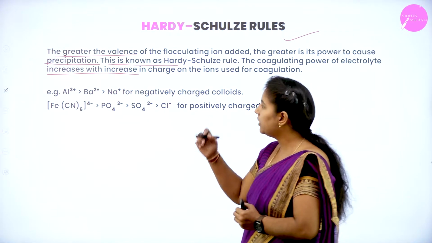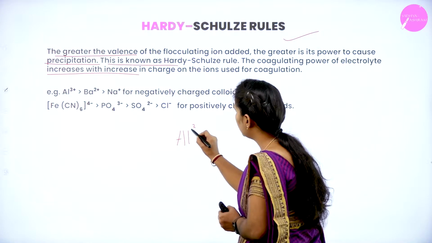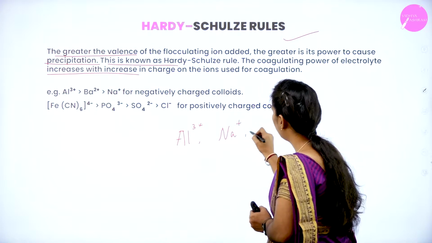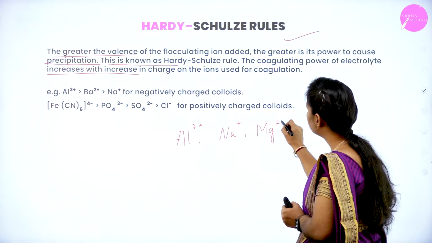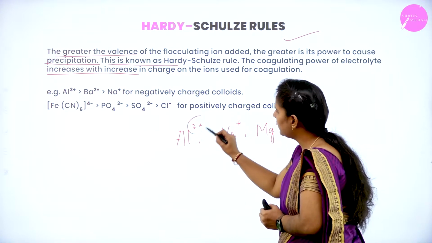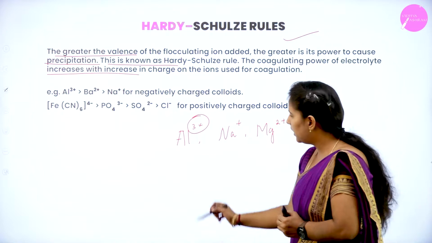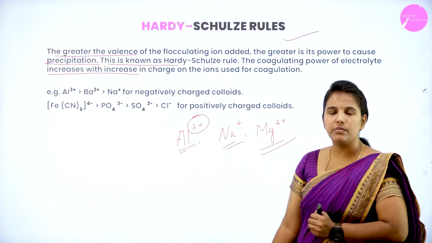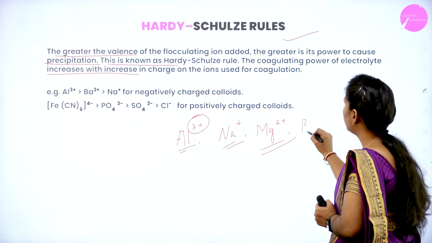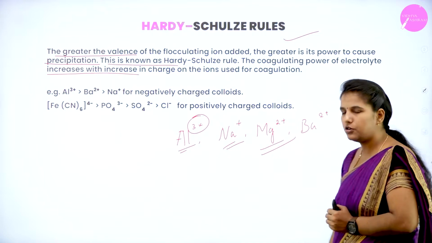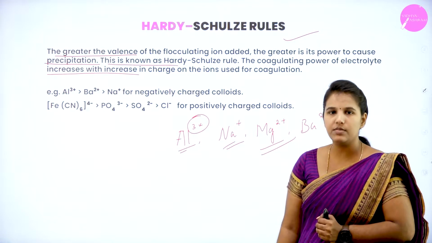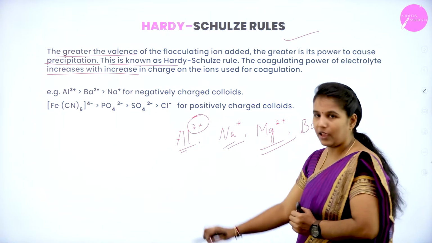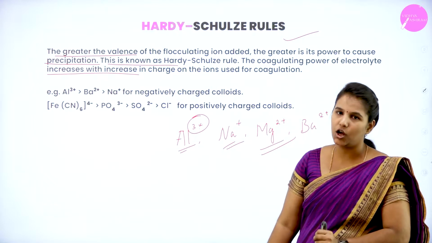What does it mean? We know that we have aluminium 3 plus, then sodium plus or magnesium 2 plus. All these ions have different valencies. The valency of aluminium is 3, the valency of sodium is 1, the valency of magnesium is 2. Or you can say barium also. It will also have a +2 oxidation state, or the valency of barium is +2. The greater the valency of these flocculating ions, the greater will be the coagulation.